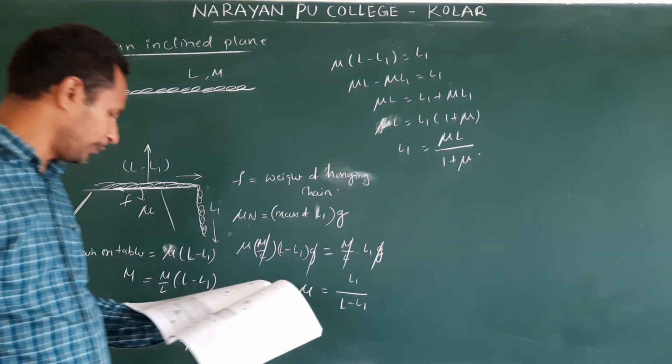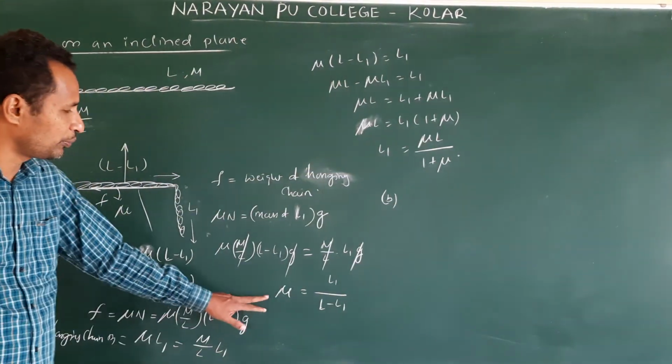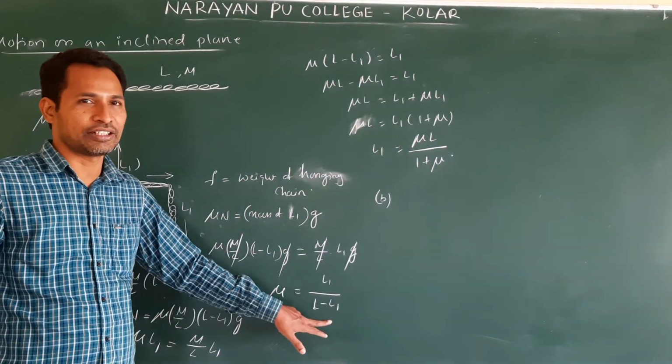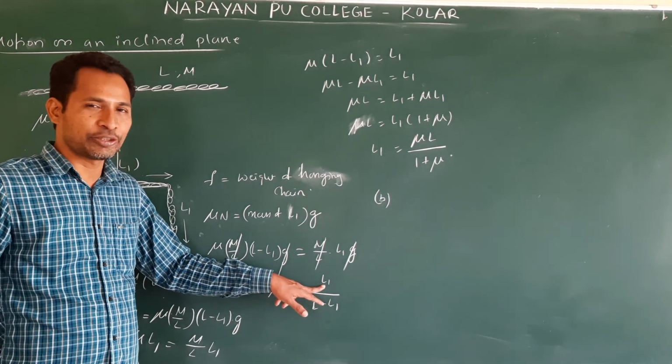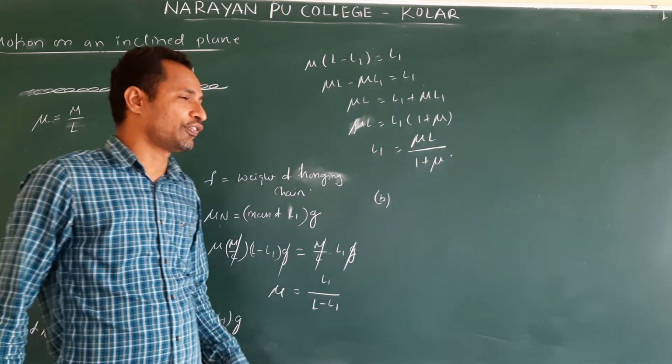Next, come to B. If they ask for the coefficient of friction, you follow this formula: mu is equal to L1 by L minus L1. L1 is the hanging portion, L is the total length. If they ask for L1, this is the formula.